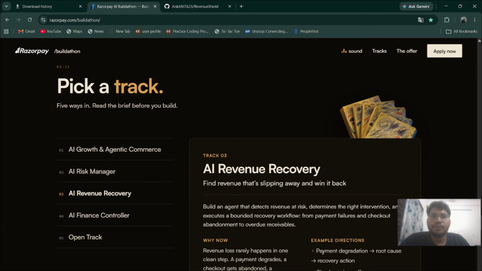Hi, myself Ankit Kumar. I am a fourth year student from NIT Agartala. So for this Razorpay Buildathon, I have chosen Track 3, that is the AI revenue recovery platform. So let me demonstrate my project to you.